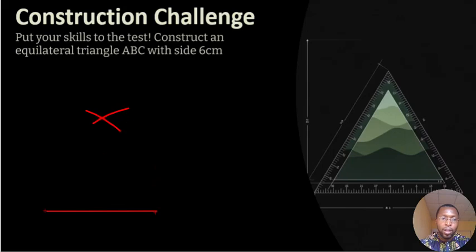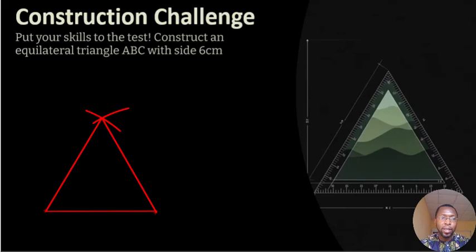Take away your compass. Then you get your ruler. Join the meeting point of the 2 arcs to the first end of the base. Again, join the meeting point of the 2 arcs to the second end of the base. And boom, you've just constructed an equilateral triangle of each side 6 centimeters.